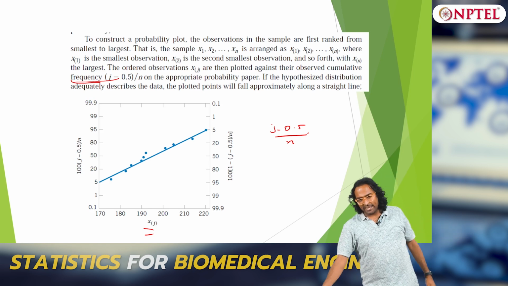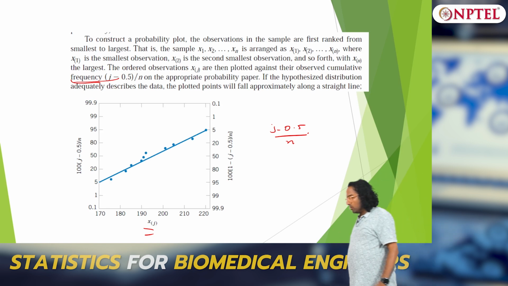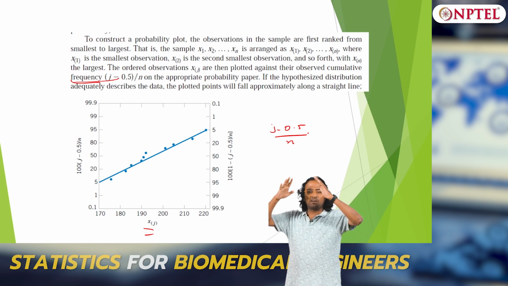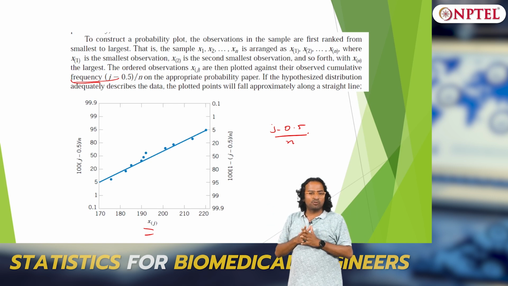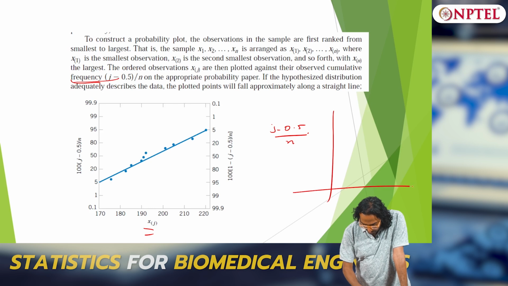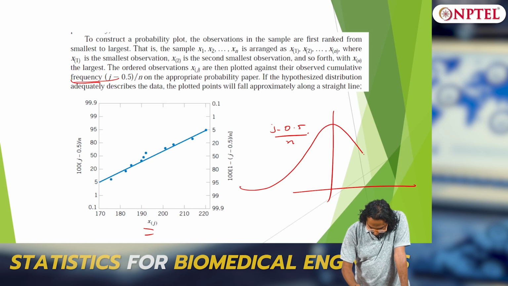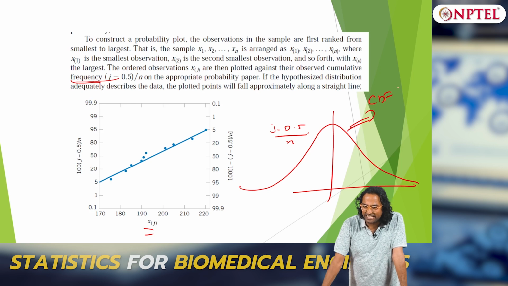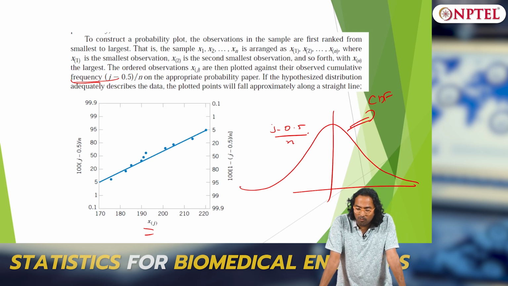So the idea is pretty simple. You have the cumulative distribution plot for a normal distribution. This is my PDF. The PDF of a normal distribution is, sorry, a bell shape. Now can I draw a CDF for this graph? What is a CDF? How will it look?